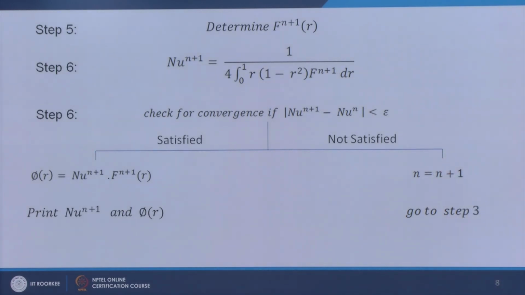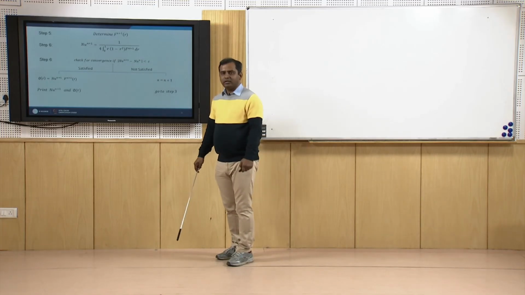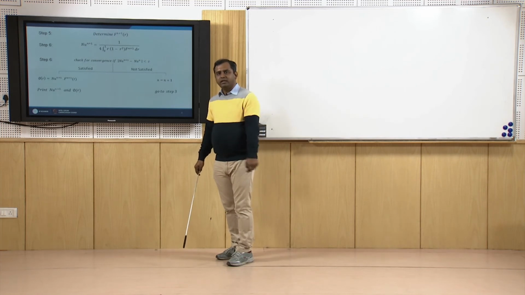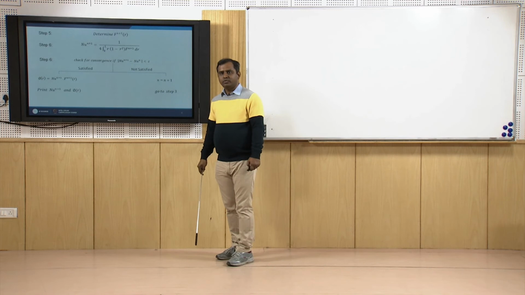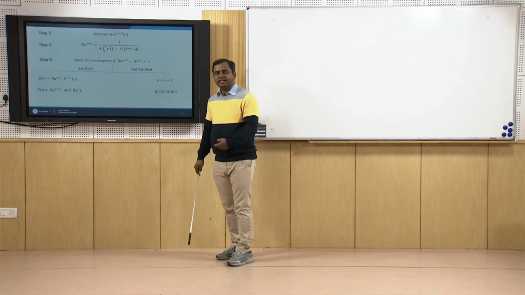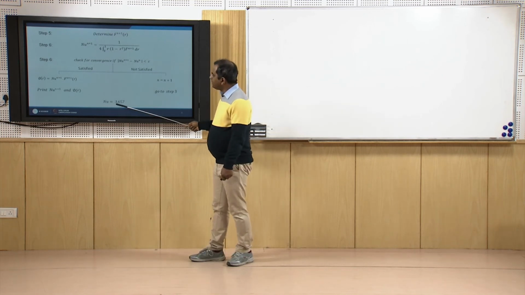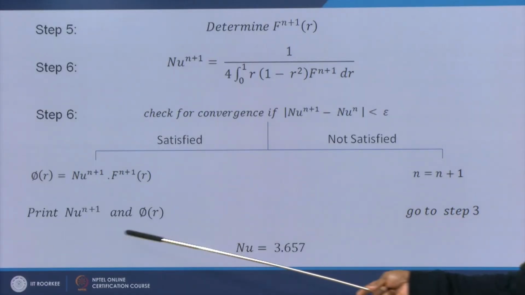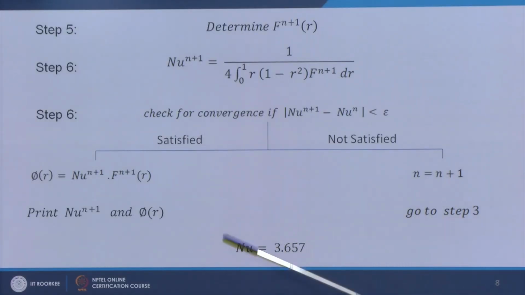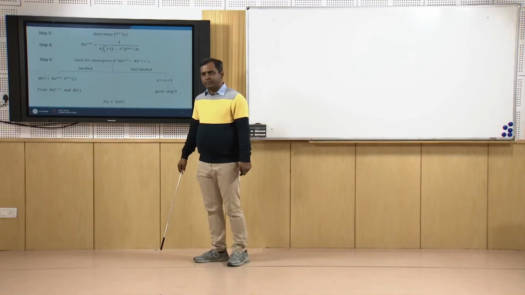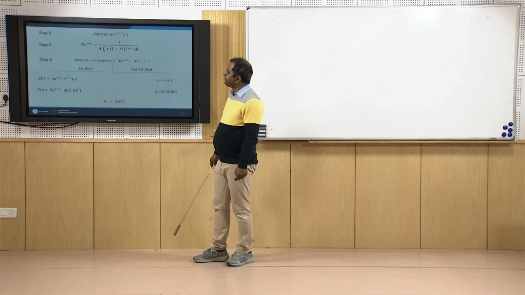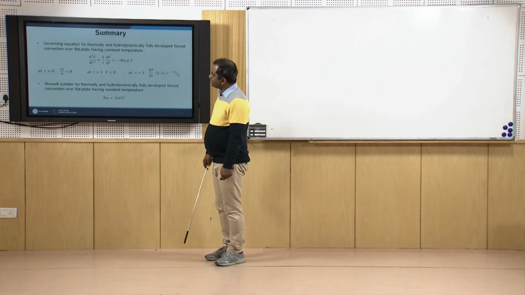If you follow this procedure and write a small numerical code, you will find that for this type of situation, a thermally and hydrodynamically fully developed duct with constant wall temperature, the program converges and finally the Nusselt number comes out to be 3.657. So, this is very important: the Nusselt number for a constant wall temperature duct in the thermally and hydrodynamically fully developed region is 3.657. Let me summarize what we have understood in this lecture.